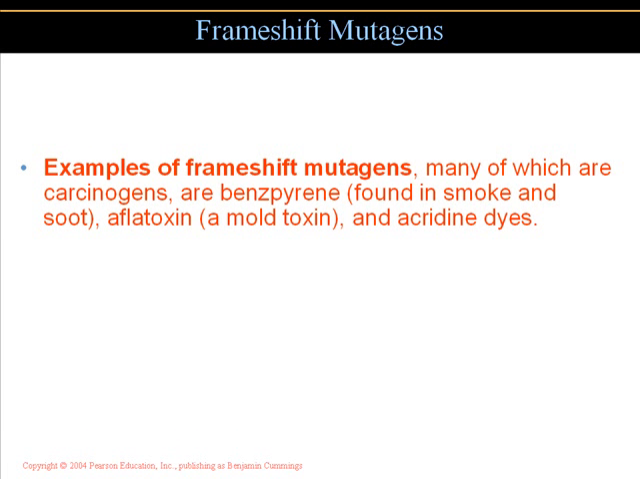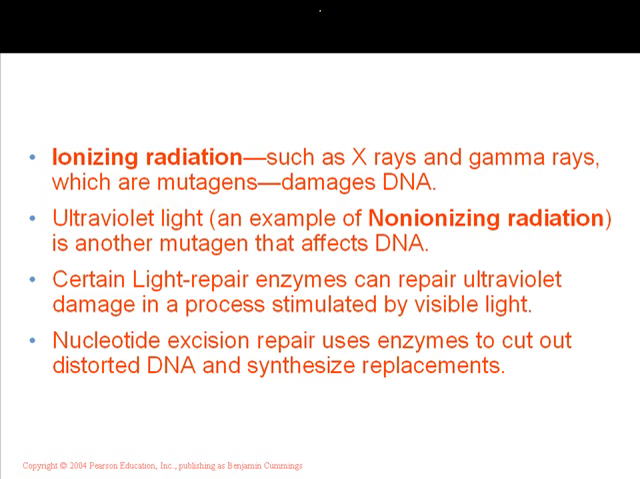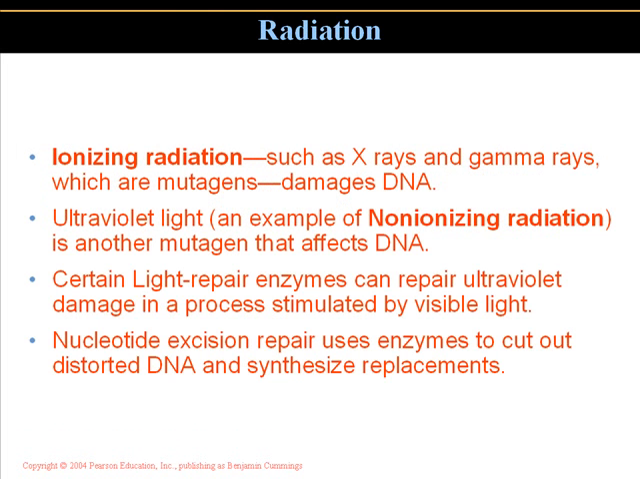That's painful. Okay, found in smoke and in soot. Aflatoxin: certain types of toxic mold can produce aflatoxins. And then there are particular types of dyes that are produced as well. These cause frame shift mutations in biological systems.